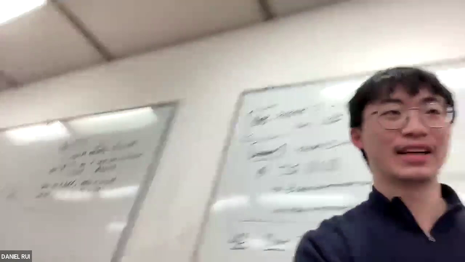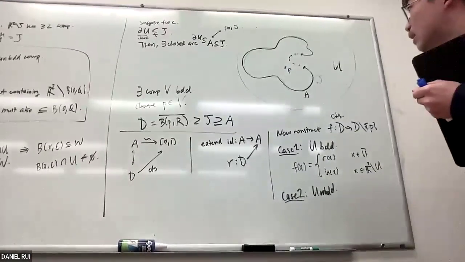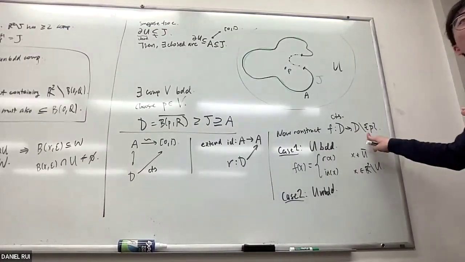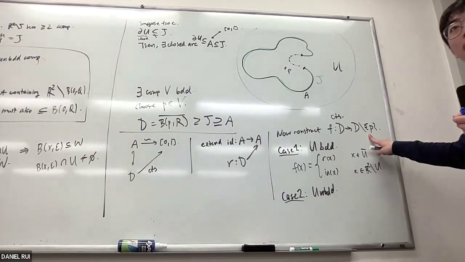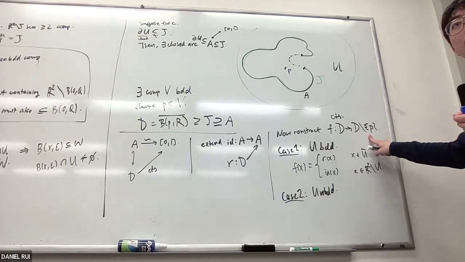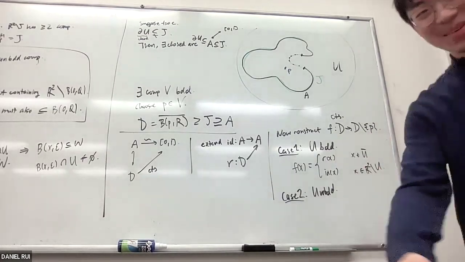R is from D to A. A does not have P. But then why did you say I will construct f from D to D minus P? You need it to map the boundary to itself. Oh, yeah, sorry, my bad. I forgot about that. Okay.